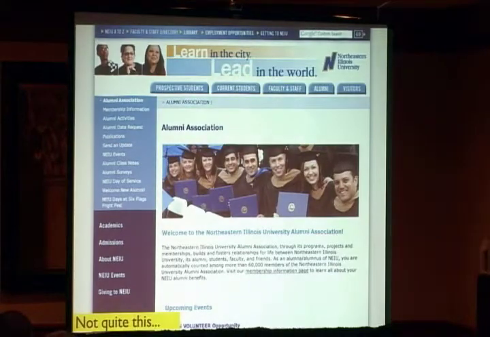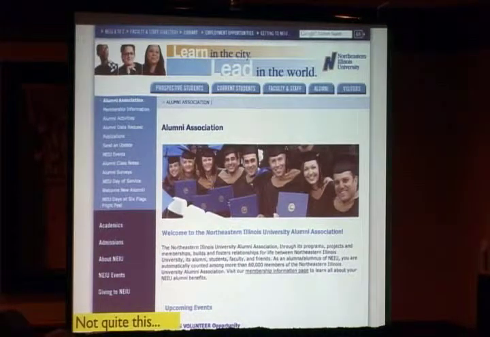Something, again, like this doesn't quite work. These are the graduates, I get it, this is so standard, right? Welcome to the Northeastern Illinois University Alumni Association. Then it says the exact same thing again, through its programs, projects, membership, builds, and fosters relationships. Membership information page. Isn't that what I'm on? Why are you giving me a link? Alumni activities, alumni data requests. I don't know what that means. Publications, send an update. What kind of update?